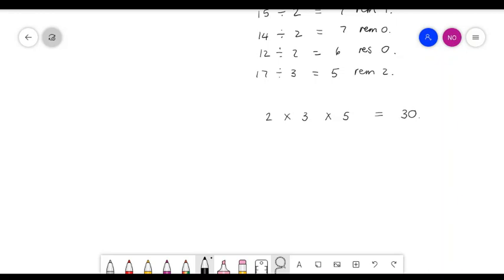Do you agree? Then everything on the left-hand side is a factor of the answer on the right-hand side. Stem julle saam? 2 is 'n faktor van 13. 3 is 'n faktor van 30, sorry. 2 is 'n faktor van 30. 3 is 'n faktor van 30 en 5 is 'n faktor van 30. Do you guys agree? Okay.